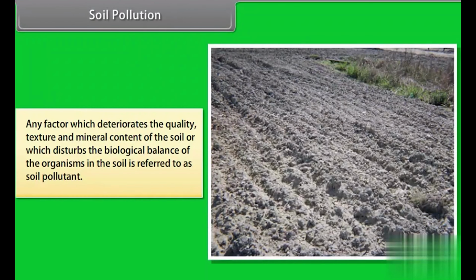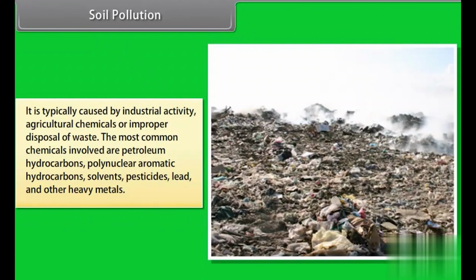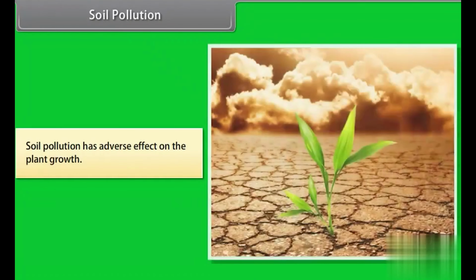Soil pollution. Any factor which deteriorates the quality, texture and mineral content of the soil or which disturbs the biological balance of the organisms in the soil is referred to as a soil pollutant. It is typically caused by industrial activity, agricultural chemicals or improper disposal of waste. The most common chemicals involved are petroleum hydrocarbons, polynuclear aromatic hydrocarbons, solvents, pesticides, lead and other heavy metals. Soil pollution has adverse effect on plant growth.